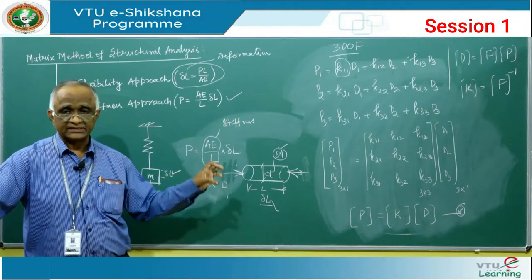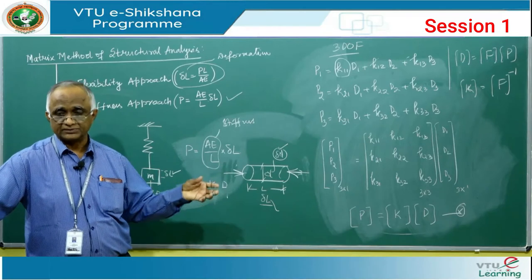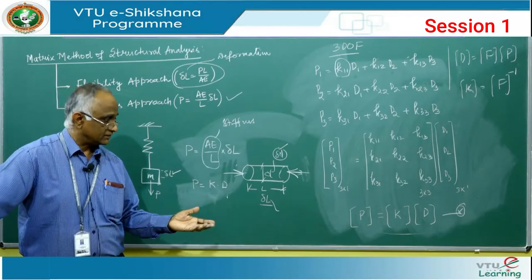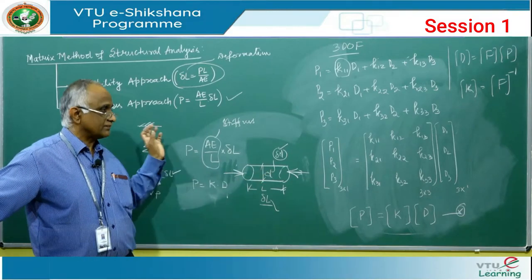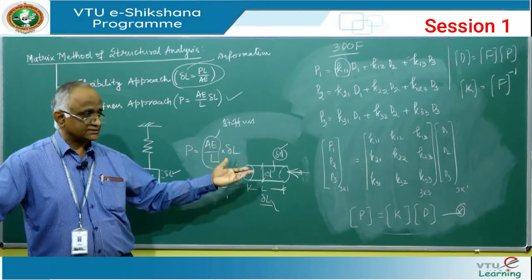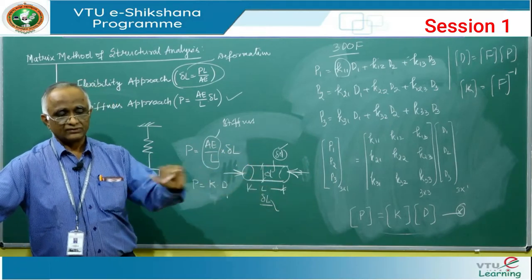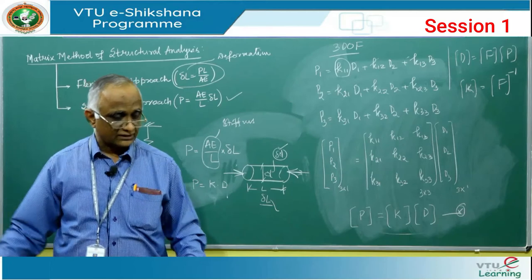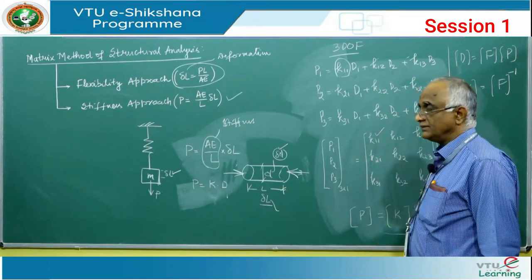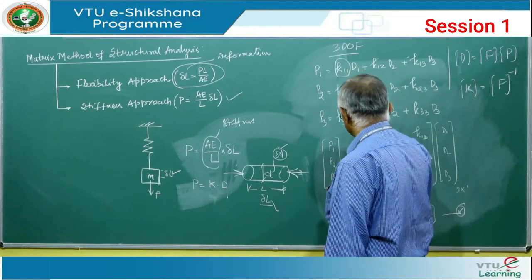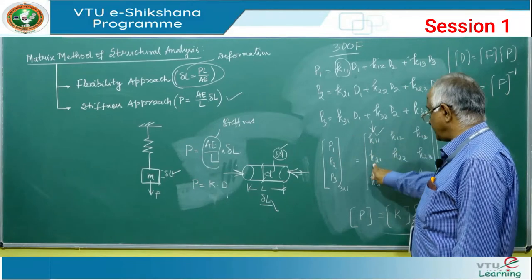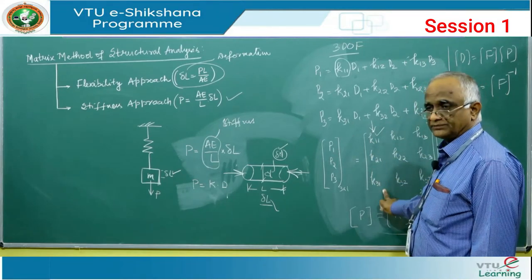So all these basics are required to solve the problems by matrix. In advanced matrix, we have finite element methods also. So these are the basics of your flexibility and stiffness methods. Once using this basic equation, we can solve the problems. Of course, we have to know how to find these coefficients. It is clear here, you can observe the first column of the stiffness matrix. It is K11, K21 and K31.